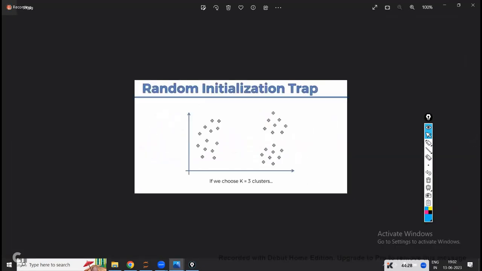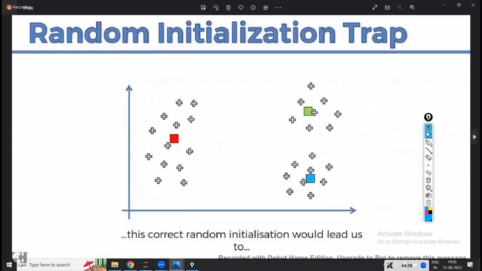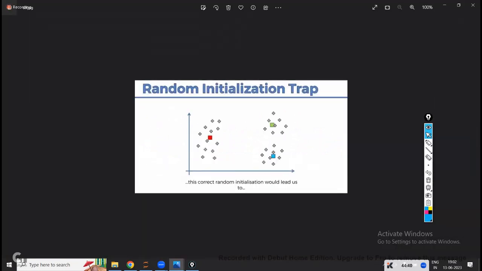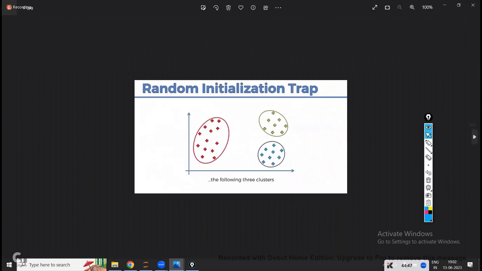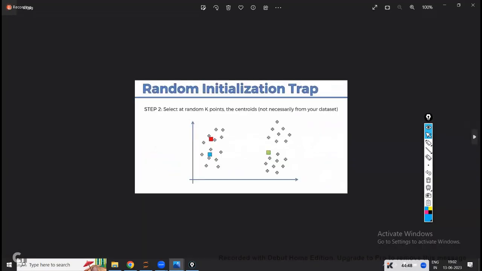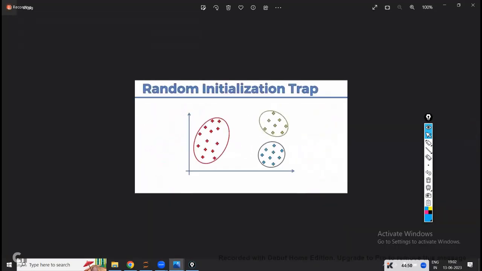Assume this is the data. For this data, I'm going to choose K is equal to 3. Now with respect to 3 random points, I have chosen like this. For these 3 random points, I have got the 3 clusters like this. Now there is one more like this. Now you have 2 options with this. This one is there, this one is there. In this also 3 is the answer, in this also 3 is the answer.